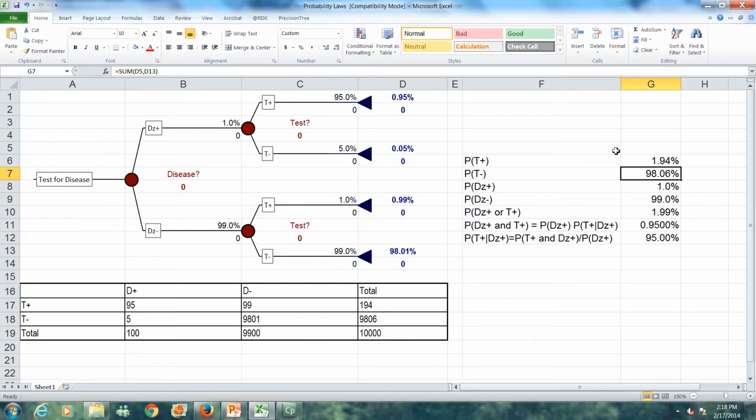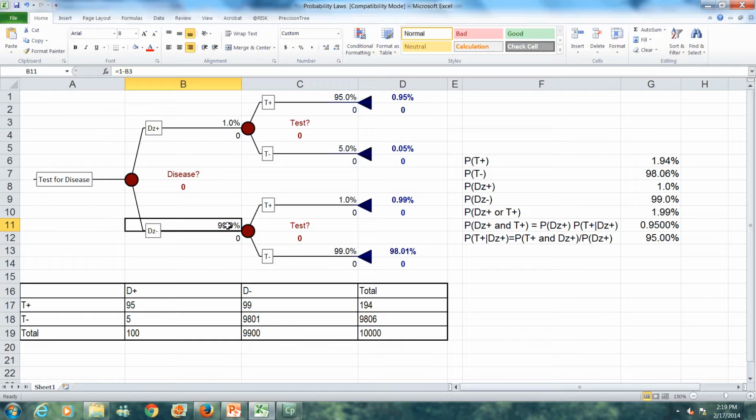This 98.06%, this happens to be this number plus this number. So we are gathering up endpoints here that are of interest to us and summing them. The probability that you're disease positive, this is just read directly from the model. And the probability of disease negative is also read directly from the model. So let's use this moment to point out the complementarity rule. If I happen to know what number of people have the disease, then I would automatically know the number of people who don't have the disease. That has to be everyone else.